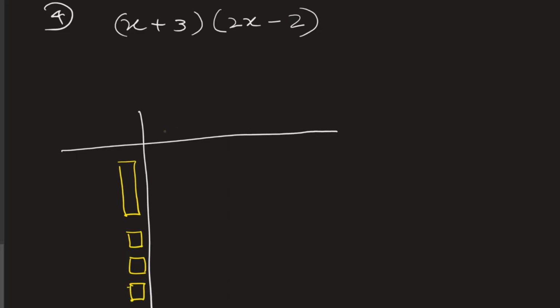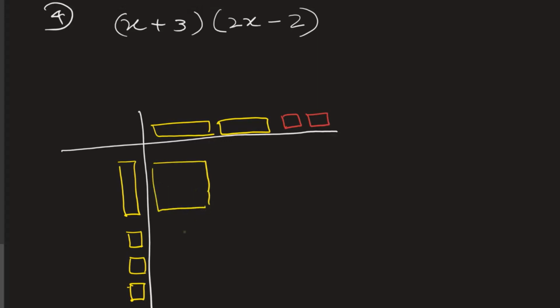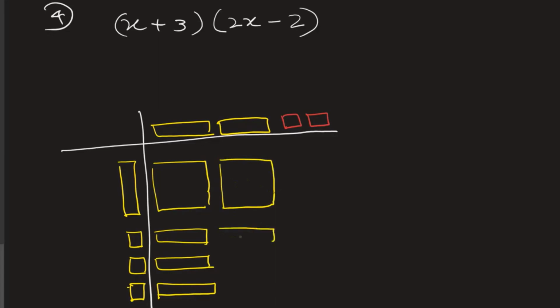Let's go to the horizontal. 2x is still positive, 2 rectangles, and -2 should be in red, so let's use 2 red units for -2. Now we have everything. Let's multiply and get the results. Here you get a square, because rectangle times rectangle. Now these are rectangles, but they all are yellow because they're positive times positive. Here a square, a rectangle, and a rectangle and a rectangle. They all are positive times positive, still positive.